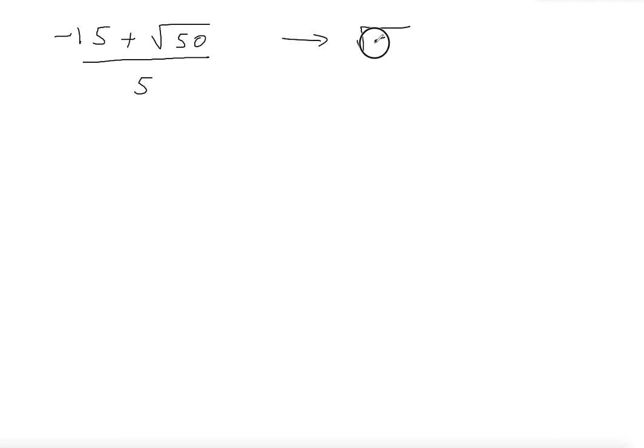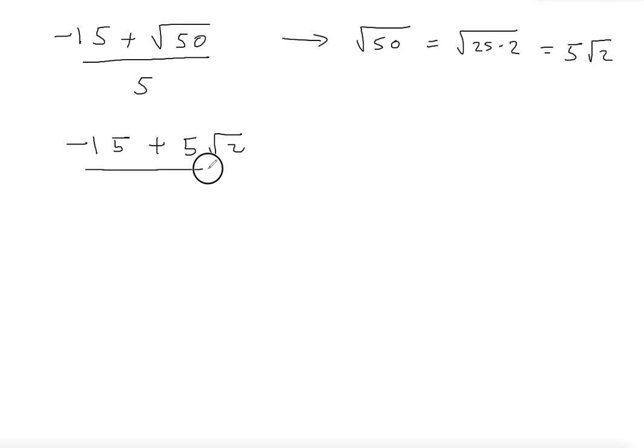So square root of 50, thinking of my perfect squares, 25 and 2 is what I'm going to want to think of that as. So I'm thinking of it this way, square root of 25 times 2, and square root of 25 brings out our 5, and then there's our root 2. So now let me rewrite this, negative 15 plus 5 root 2 for that 50 over 5.